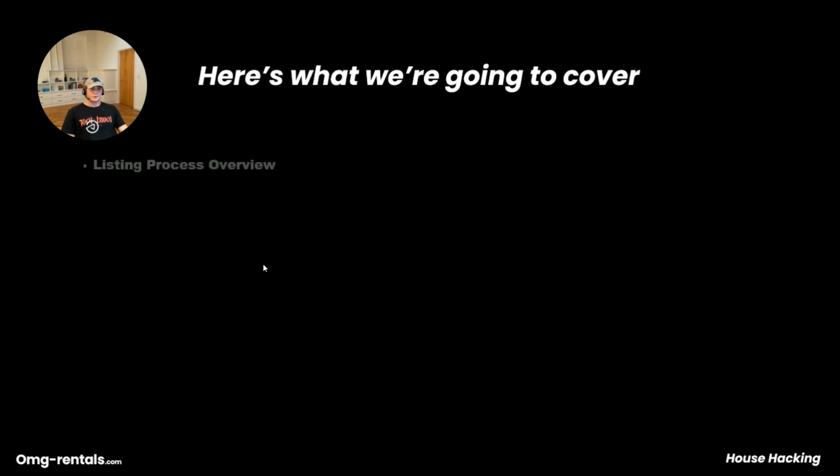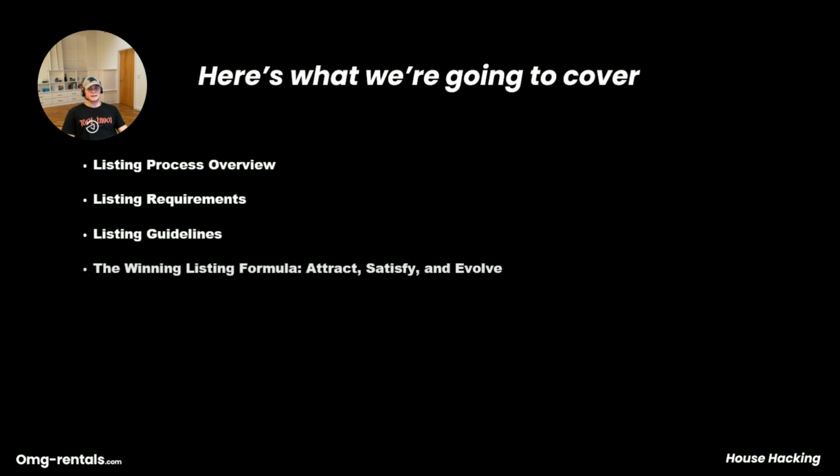So today what we're going to cover is the listing process overview, just pretty much a high level. Here's what happens, here's how long it takes, what to expect. We're going to talk about listing requirements, listing guidelines, the winning listing formula, which is attract, satisfy, and evolve. And then finally, we're going to go through a live demo before hitting the summary.